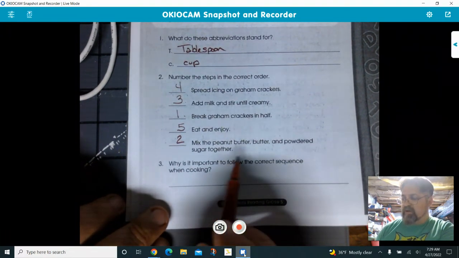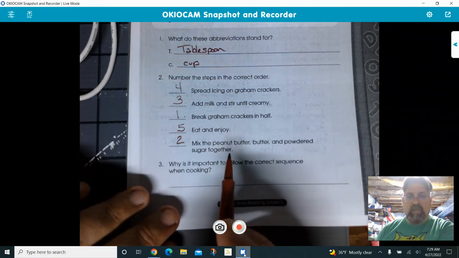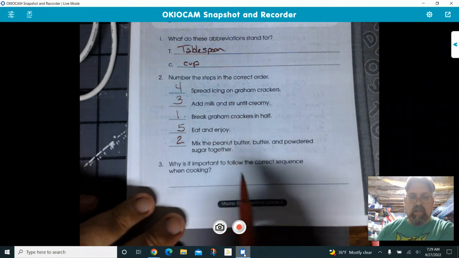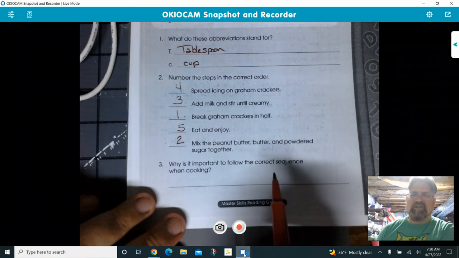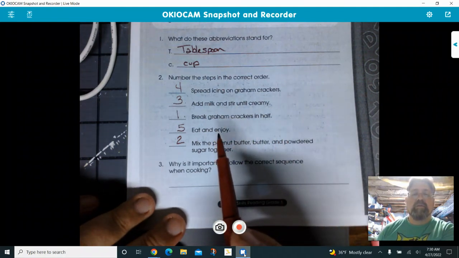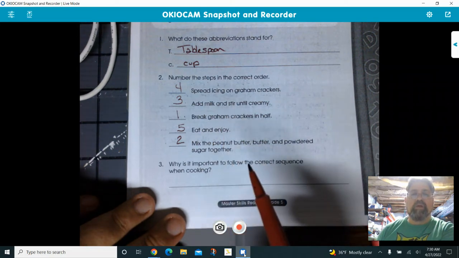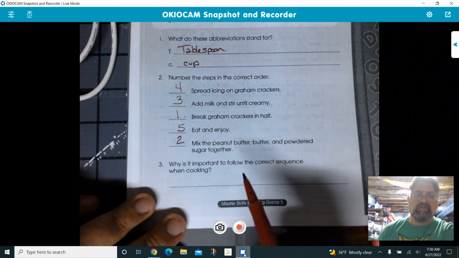What if you mixed the peanut butter and powdered sugar till it was a good powdery mix there, and then spread that on the graham crackers? And then after you spread it on the graham crackers, then you added the milk. Would that work? Nah, your graham crackers get all soggy, you just have a big old goopy mess. What if you ate and enjoyed before you broke the graham crackers in half? Well, then you'd just be eating graham crackers and not with the smoothie icing.